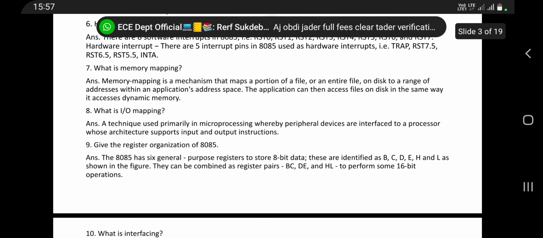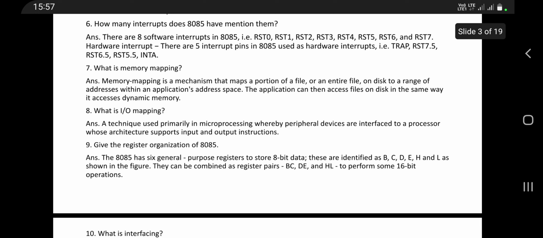Next is, give register organization of 8085. So it is also a very simple question. You know that the 8085 has 6 general purpose registers which can store 8-bit data, and these are identified as B, C, D, E, H and L, as we have seen in the figure. They can also be combined as register pairs, that is you can use them for 16-bit operations, that is BC, DE and HL.